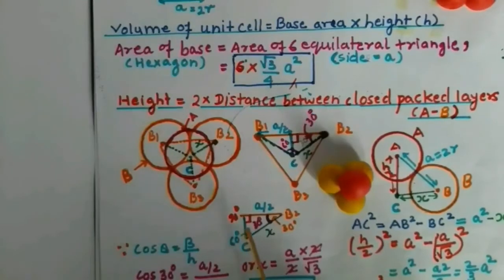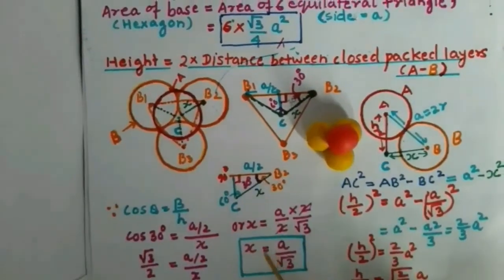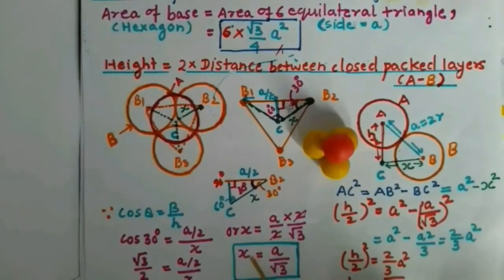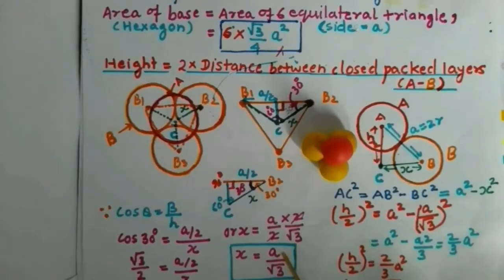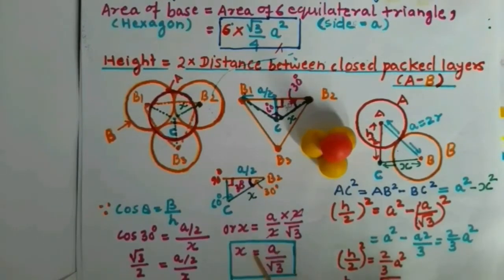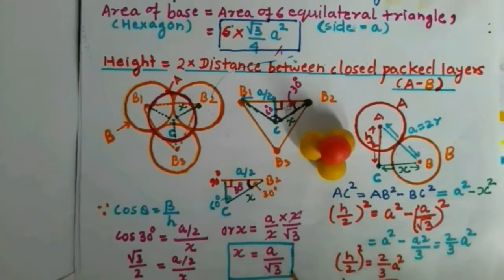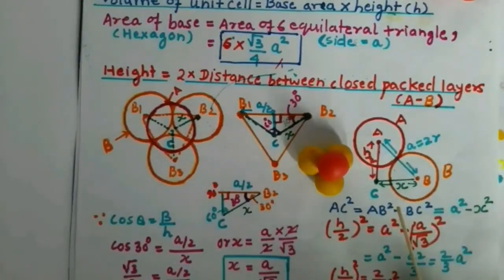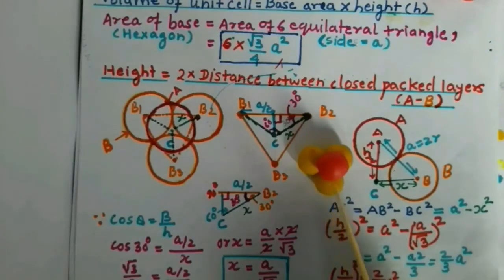Now so far we have calculated the value of x in terms of A, that is equal to A by root 3. Now let us calculate the height. Here this red ball is placed over the void created by joining of these three yellow balls.